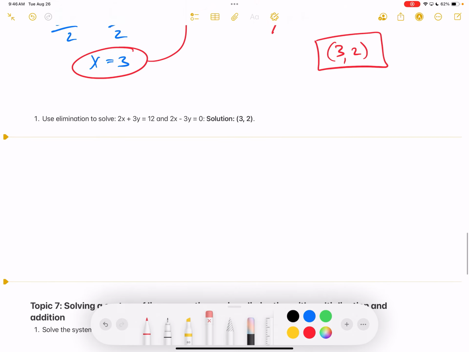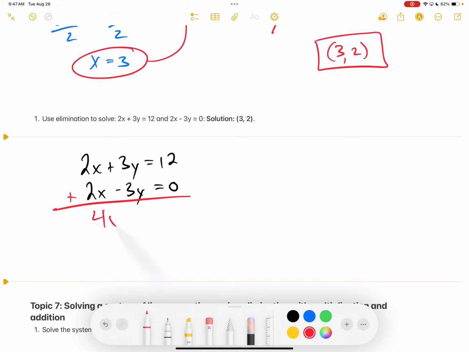Yeah, I think I'll do this one too. So this first topic, you don't have to do any manipulation or changing. We'll do that in a second. They should just already cancel out. If I add these up, I get 4x, 3 minus 3 cancel out, equals 12.